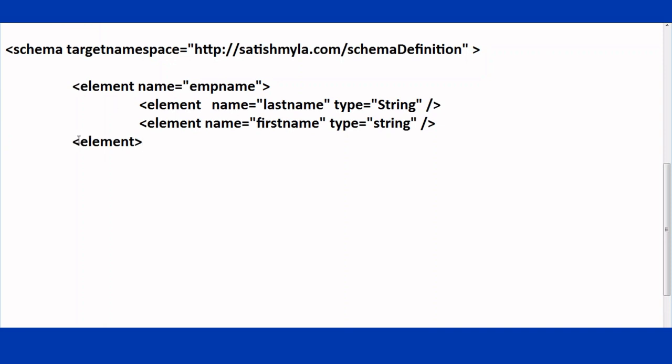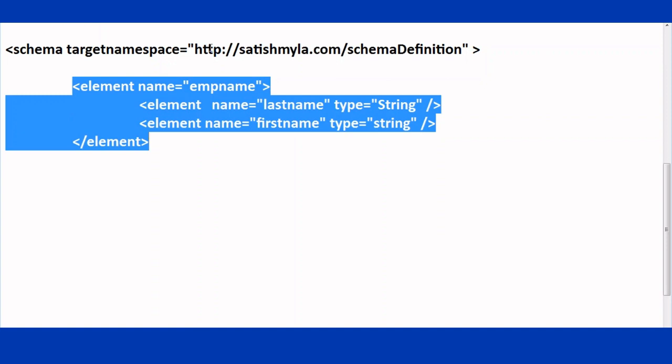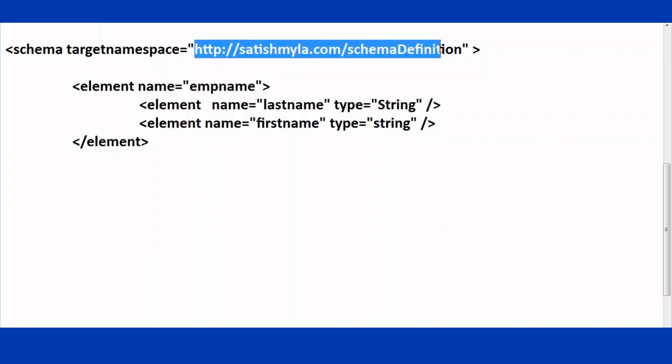Now, this is my schema. In the schema, they are having employee name. In the employee name, they have first name and last name. Now, all these elements are defined where? All these elements are a part of this target namespace. In the target namespace, what are the elements we have? EMP name, last name, first name. Now, if there is a namespace, how do you refer? Namespace dot element, namespace dot class name, namespace dot method name.